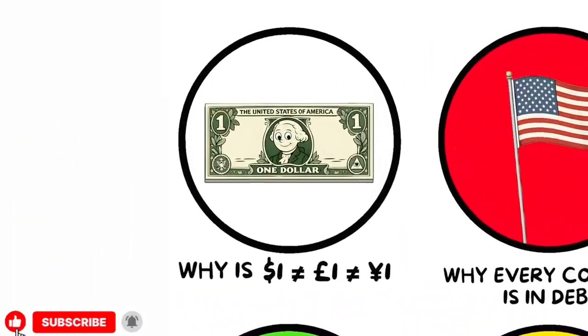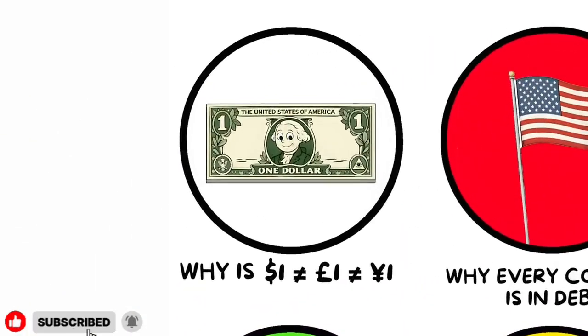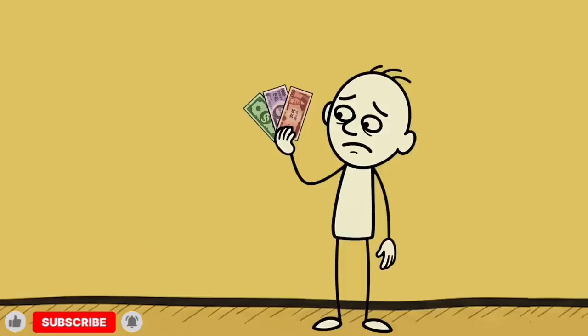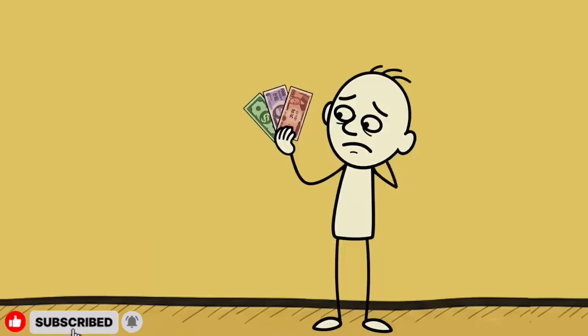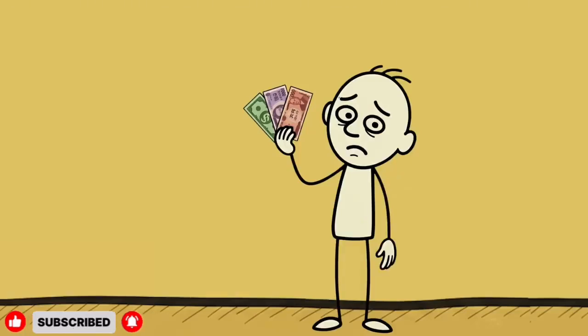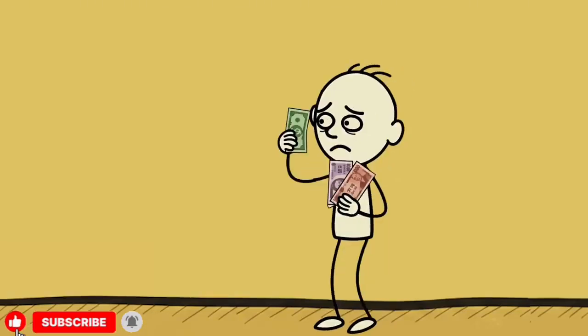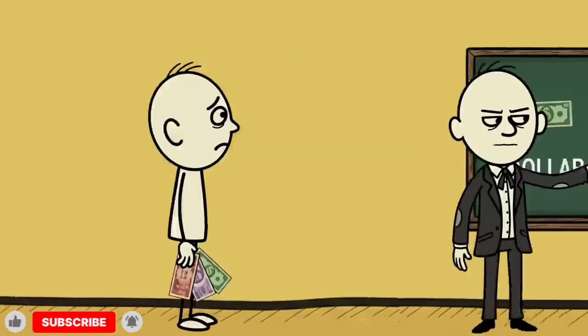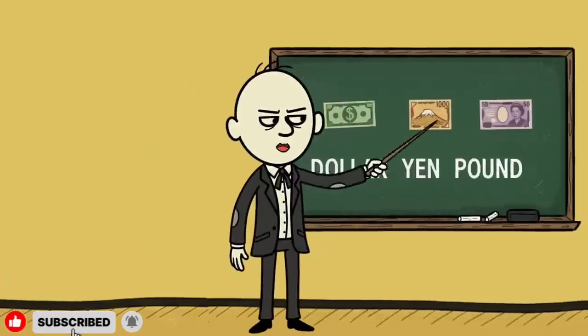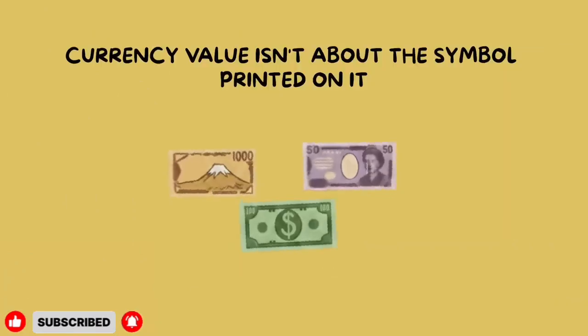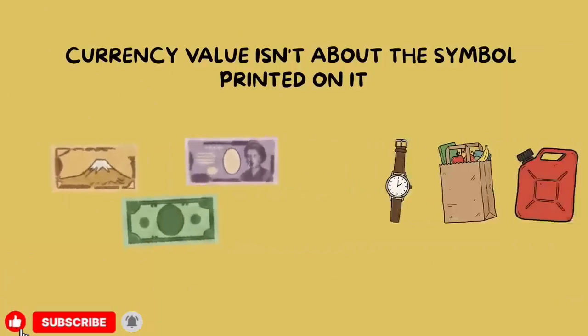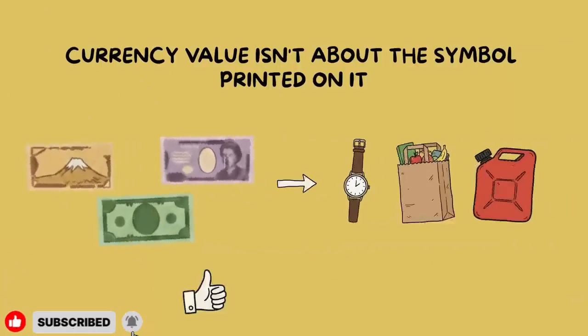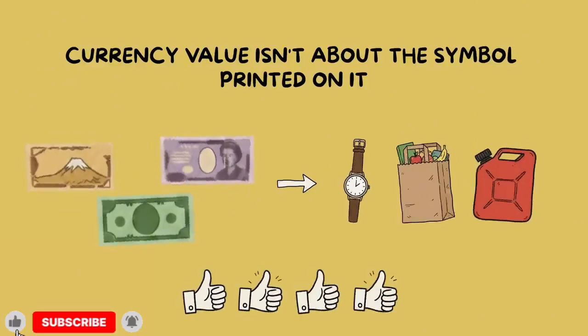Why is $1 not the same as £1 or 1 yen? A dollar, a pound, and a yen are all just pieces of paper or numbers on a screen. So why isn't $1 worth the same as £1 or 1 yen? It seems random, like someone just decided what each currency should be worth. But currency value isn't about the symbol printed on it. It's about what that currency can buy and how much people trust the economy behind it.